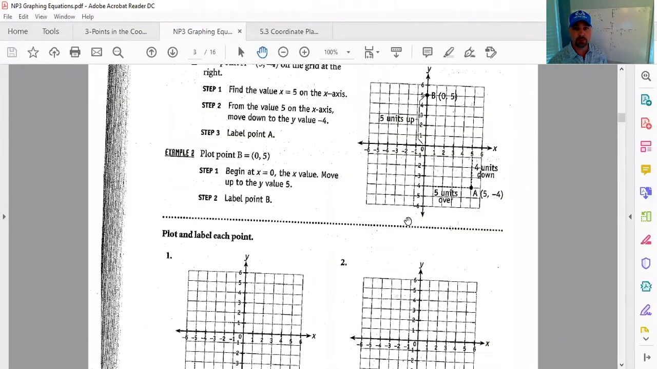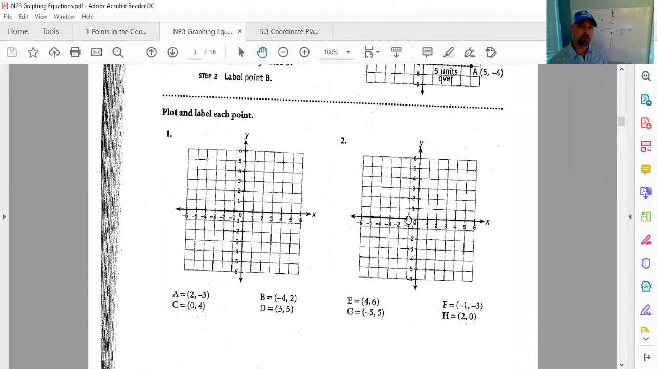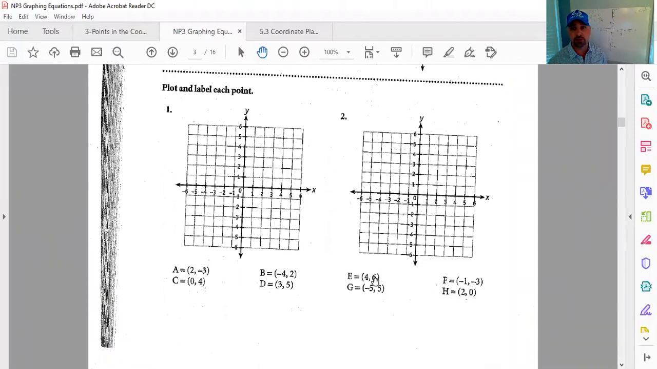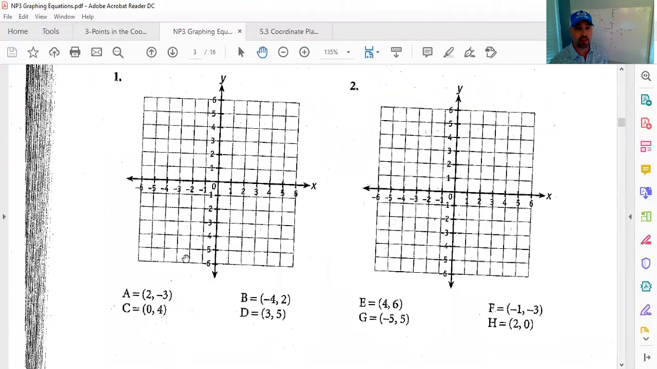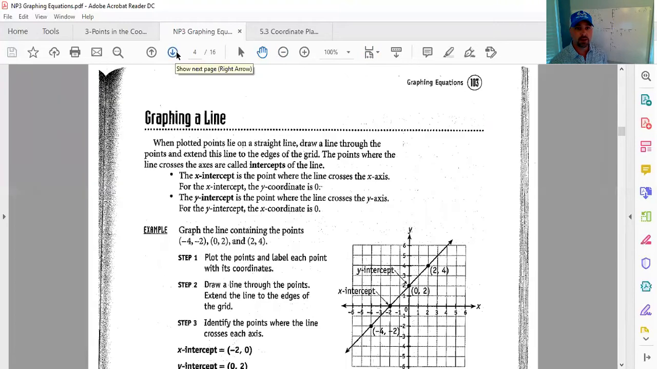Next page is putting the points on the grid. So kind of that last skill, they give you the coordinates and then have you put them on. I don't know if you can do that or not. A is (2, -3): start at the center, move over 2, down 3. Okay, this would be A, which is (2, -3). So just a little bit of practice there.